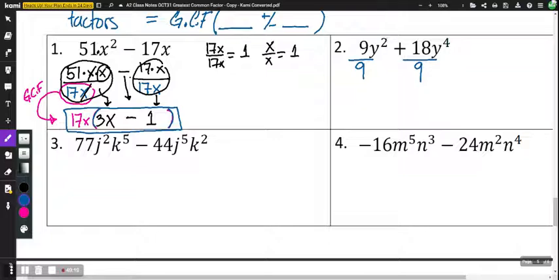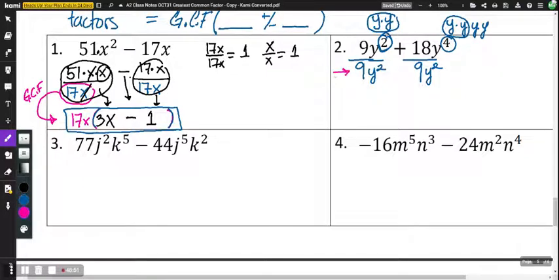And as far as the y's, how many y's do I have on this side? Well, I have 2 y's, like y times y. And on this side, how many y's do I have? I have y times y times y times y. It's like 4 y's. So I can see that I have at least 2 here that can pair up with 2 from this side. So under here, I'm going to write 9y to the power of 2.